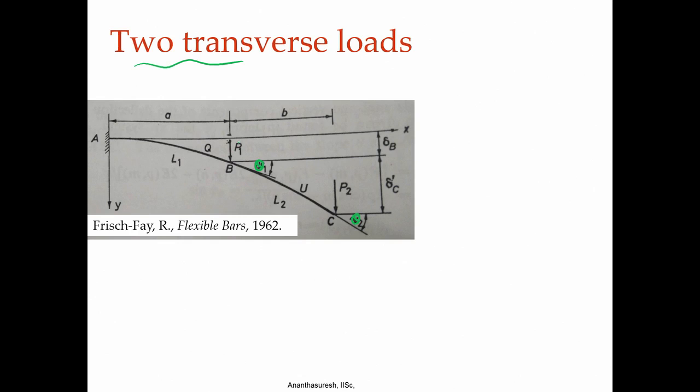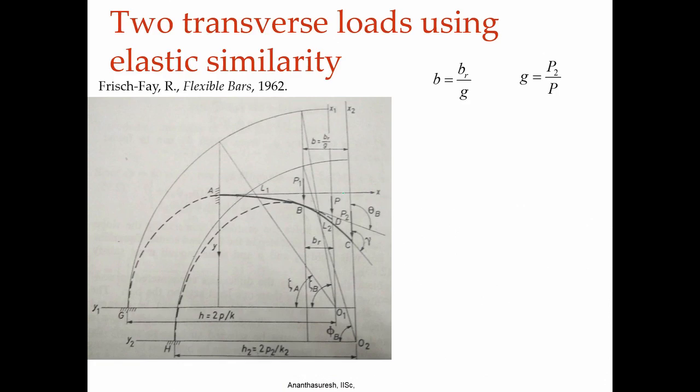When there are two transverse loads like this, we know that in the linear case we use the principle of superposition. Whatever we get with P1 displacement, we add that to the displacement we get for P2. So, that cannot be done with nonlinear, but this elastic similarity principle lets you do almost that. It is not linear superposition, it is some kind of a non-linear superposition using this graphical construction and the corresponding equations.